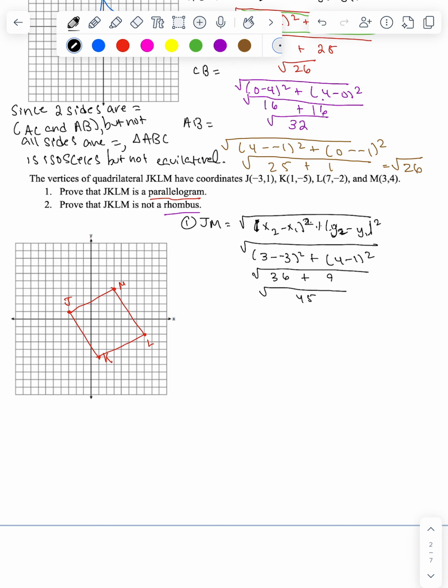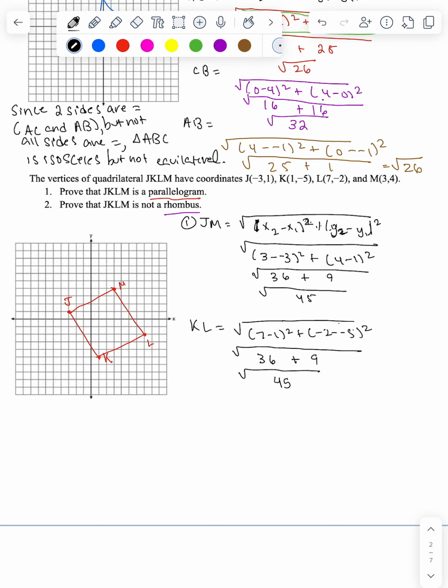And the nice thing is, since I know this is going to end up being a parallelogram, when I find the opposite side to JM, which is KL, which I'm going to do next, it should have the same length because I'm proving it's a parallelogram. And if it doesn't end up having the same length, then that means I did something wrong and I can go back and check my work. And look at that. Ended up having the same length. So I showed one pair of opposite sides is congruent, JM and KL.